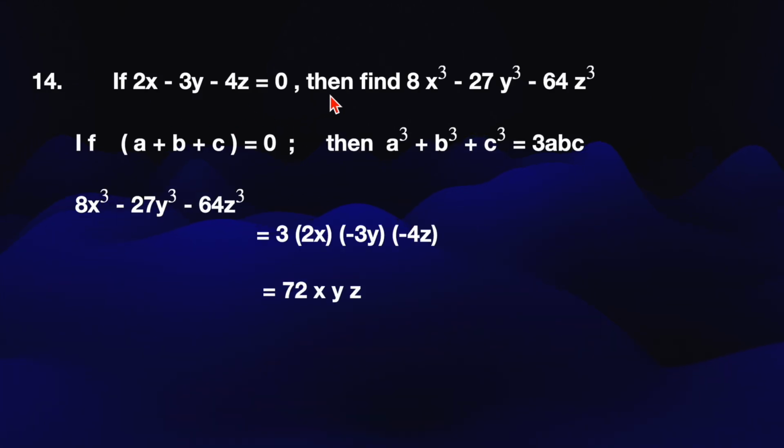If this is 0, then find. So they've given that it is 0. That means this is equal to 3 into a into b into c. So here a is 2x, b is minus 3y, c is minus 4z. So 3 into 2x into minus 3y into minus 4z. That is equal to 72xyz, which is the answer.